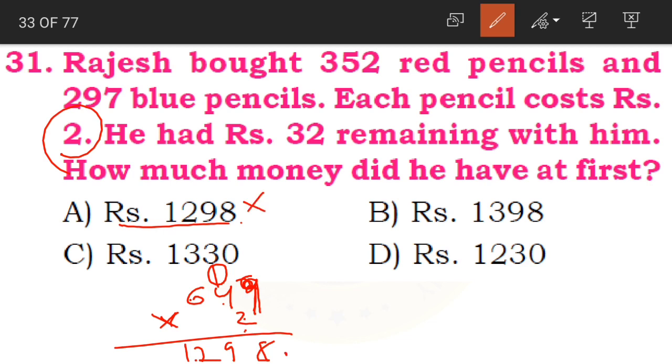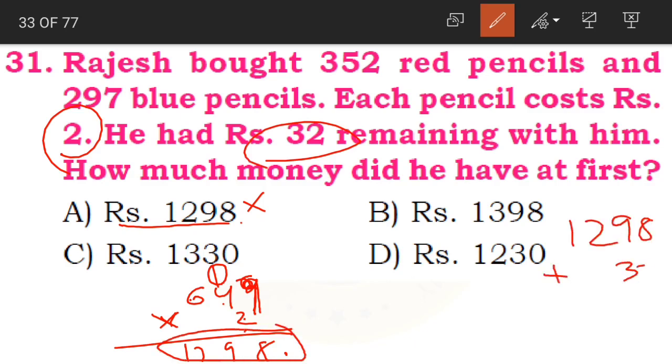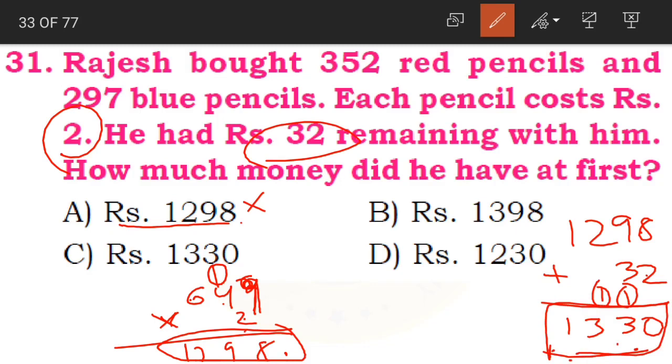After paying the amount, he had 32 rupees remaining with him. Yes, 32 rupees remaining with him. 1298 plus 32. 3 plus 2, 10. 9 plus 3, 12. 12 plus 1, 13. 2 plus 1, 3 and 1. 1330. So he had 1330 rupees at first.